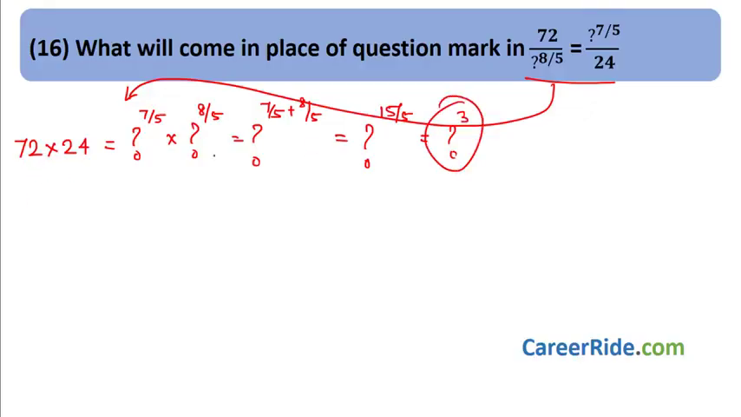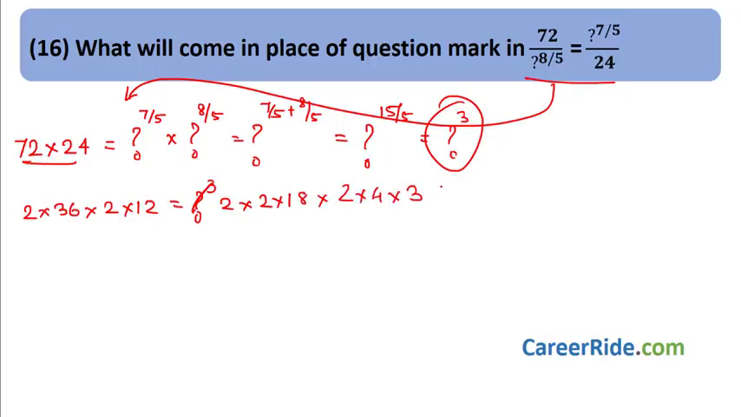So now don't multiply and then find the cube root. Let us see how to quickly find the cube root. Just find factors for 72 and 24. 72 is 2 into 36, 24 is 2 into 12 would be equal to, let us write the factors first. 2 into 18 into 2 into 4 into 3, that would be equal to question mark cube. This 2 can be written as 2 cube multiplied by 18 is nothing but 6 into 3 into 4 into 3 would be equal to cube.